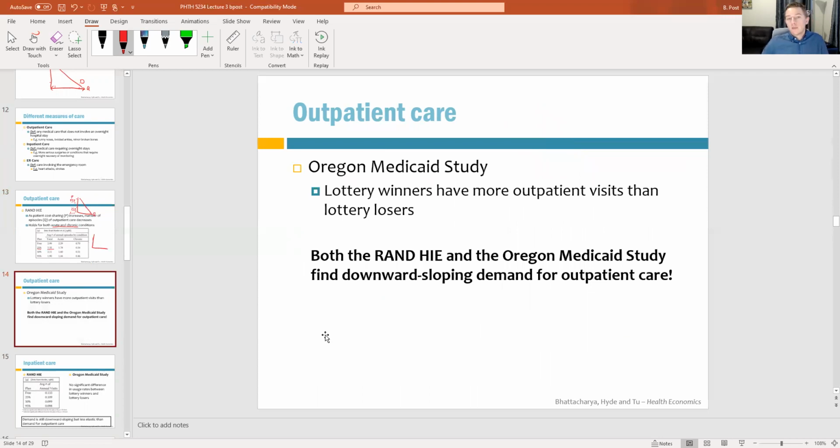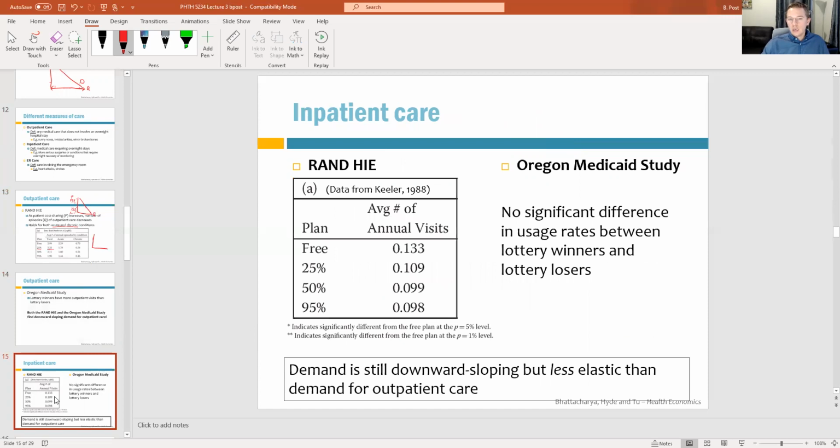And the same thing happened in the Oregon Medicaid study. The lottery winners had more outpatient visits than the lottery losers. Inpatient care, as you might expect, well, I guess you could imagine differences between outpatient and inpatient care. So outpatient care is what's in that category. It's a bruised knee, your kid has a cold, etc. You need to go see someone. Maybe it's just an annual preventive checkup. That kind of stuff tends to be less severe. You can imagine that demand for that kind of care is much more sensitive to prices.